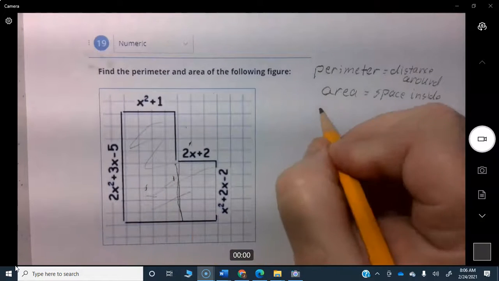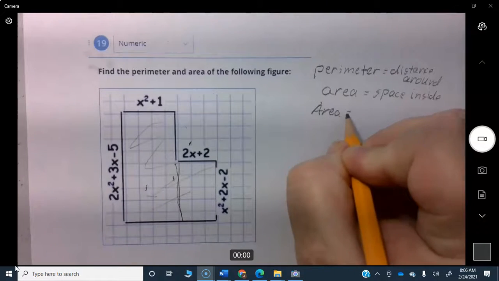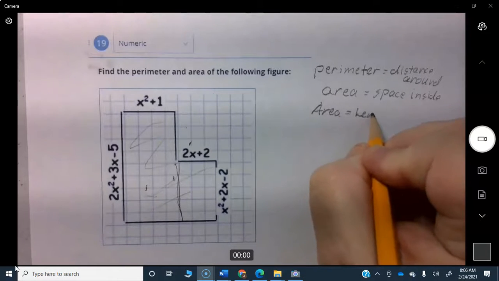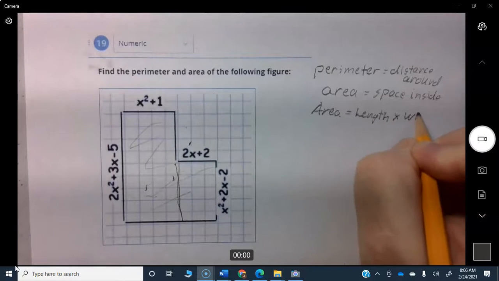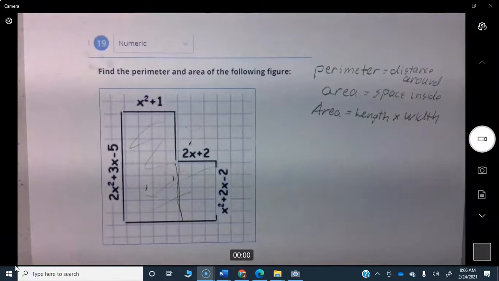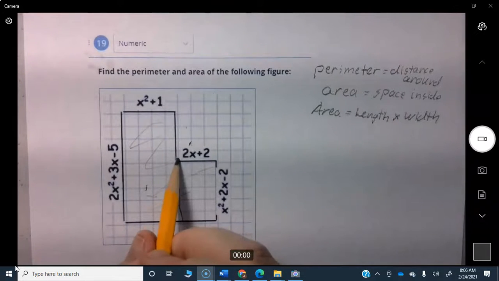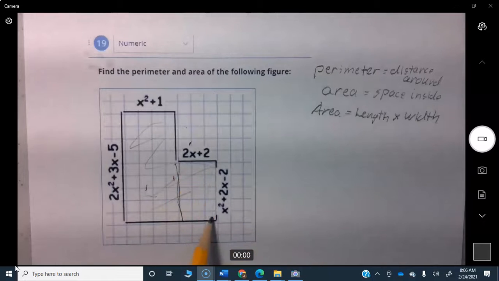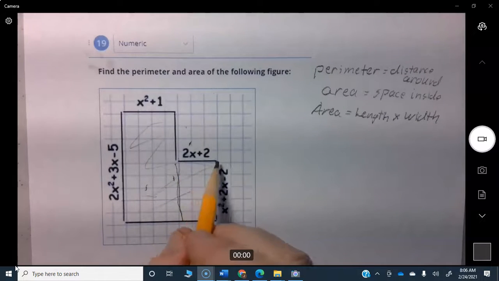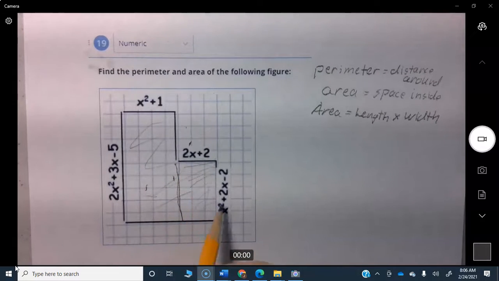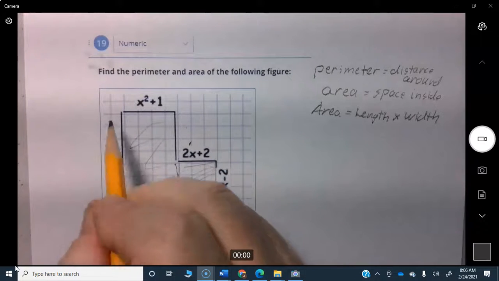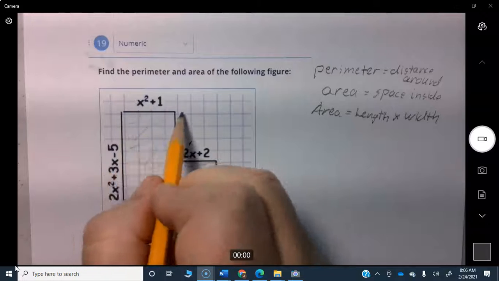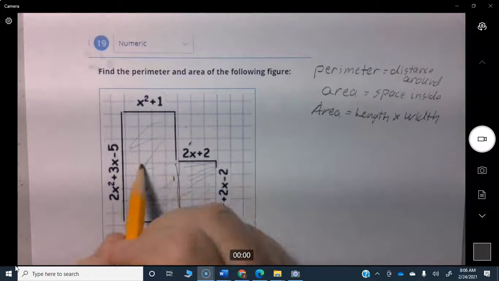So the area of a rectangle equals the length, and you can call whichever one you want the length, times the width. Okay? So the area of this rectangle right here, just this part of it, is the length. Let's call this the width and the length. So it's this times this. That'll give you the area inside this rectangle. The area inside this rectangle will be the length, this distance right here, times the width, this distance right here. And that'll give you the area here.